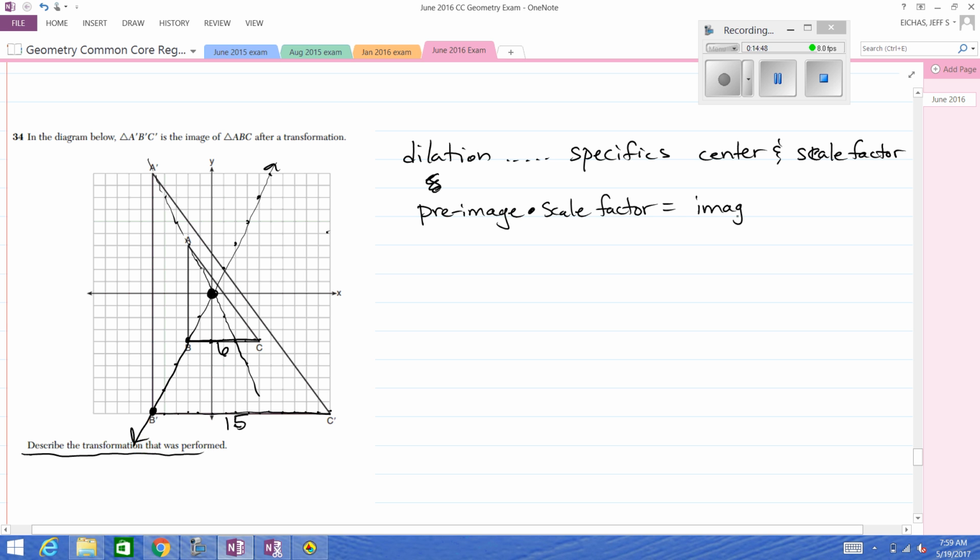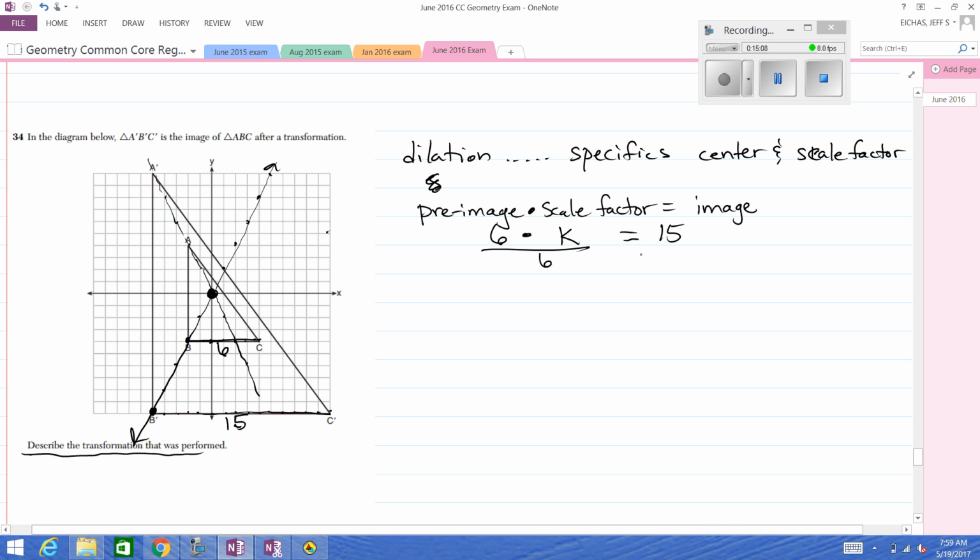Okay, so then they just plug in what they know, and then they solve for whatever is missing. In this case, the pre-image, that's the original, is 6. We don't know the scale factor. We're solving for it. I call it K. I don't know why. That's just what I see a lot. And then the image is 15.